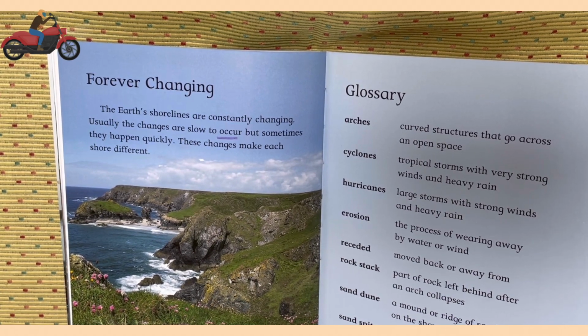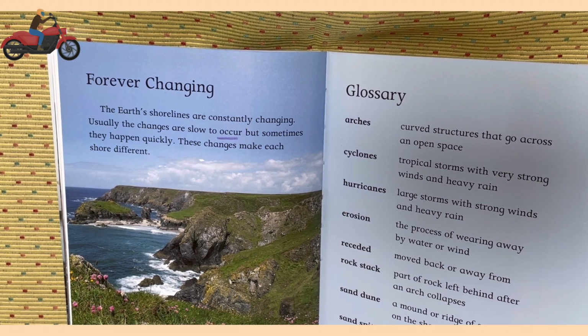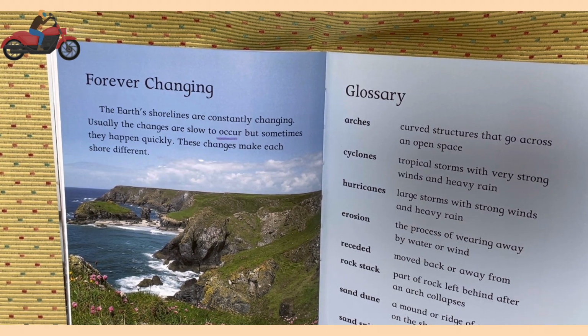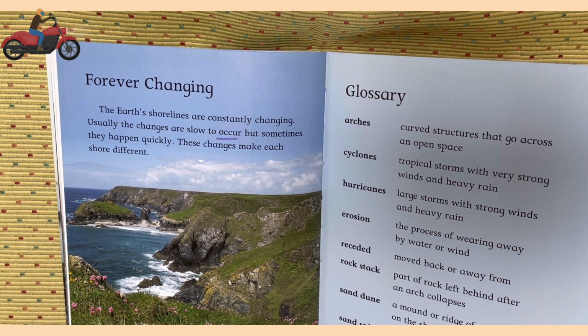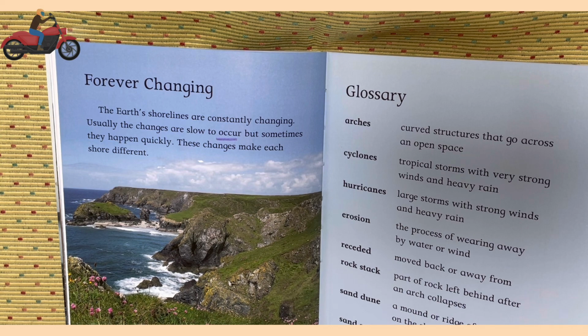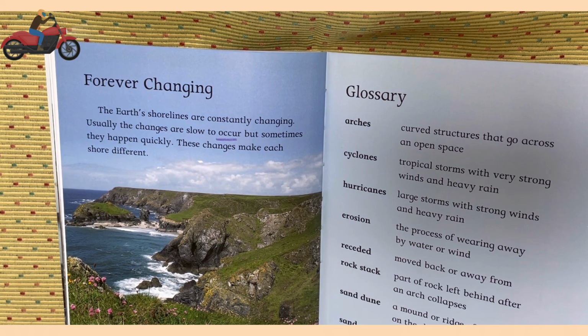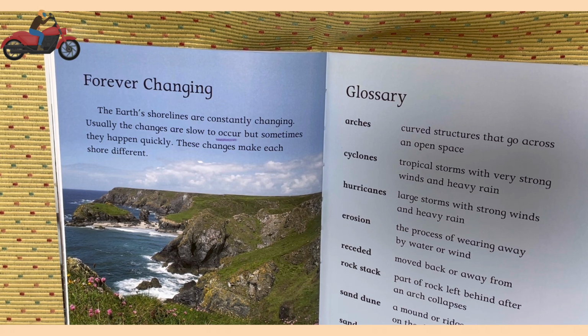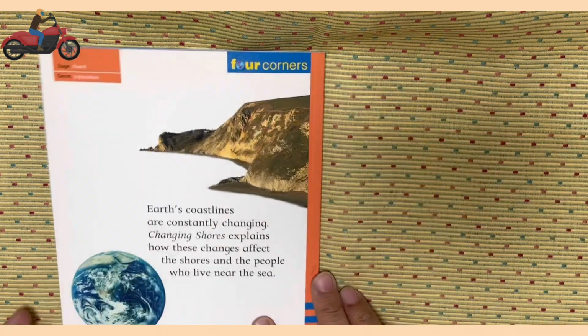Rock stack: part of rock left behind after an arch collapses. Sand dunes: a mound or ridge of sand built up on the shore. Sand spit: a narrow point of land that extends into a body of water. Shores: land along the edge of bodies of water.